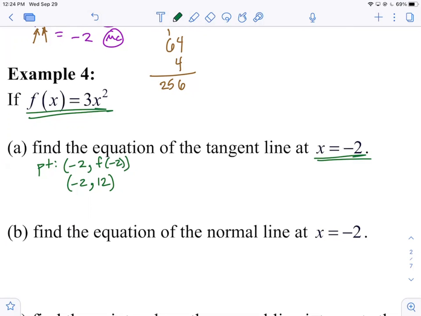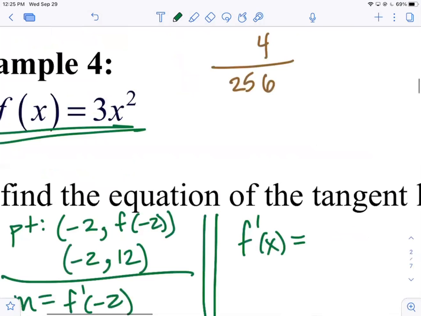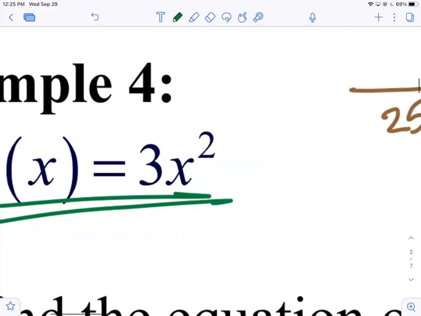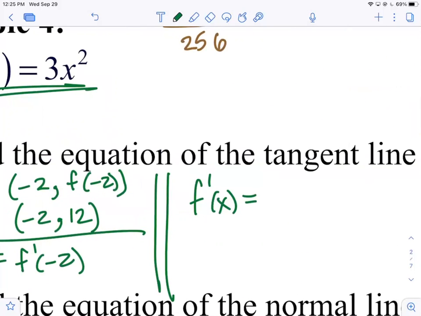Slope of the tangent line at that point, which is the big D derivative at that point. So the slope is going to be f prime of -2. But before I can find f prime of -2, I need to find f prime of x. So here we go. F prime of x is power rule, right? It's in ax to the n format. So multiply, subtract, you get 6x to the first.